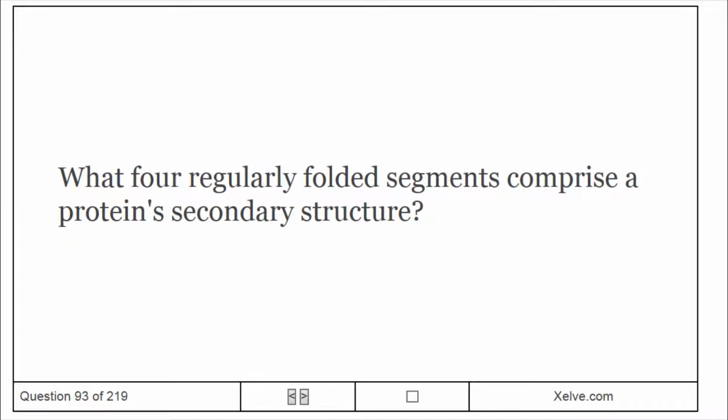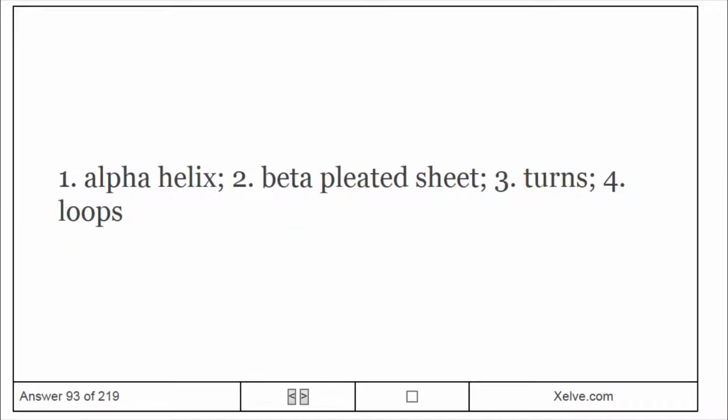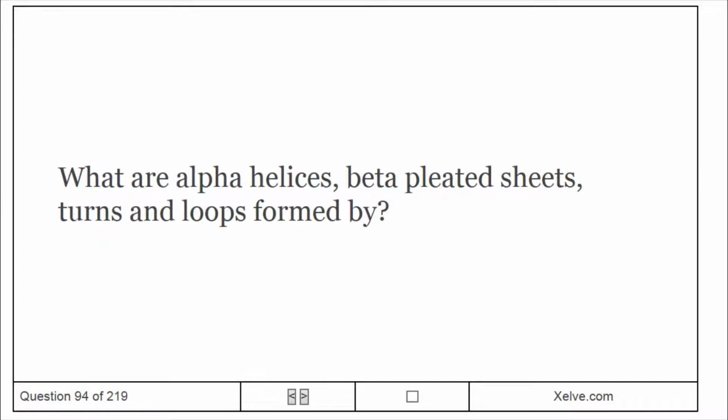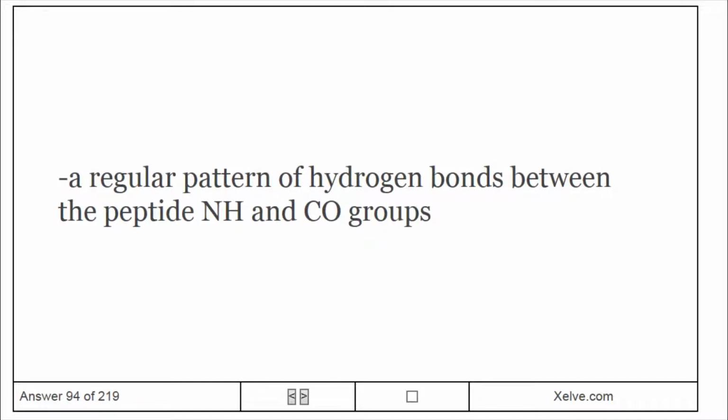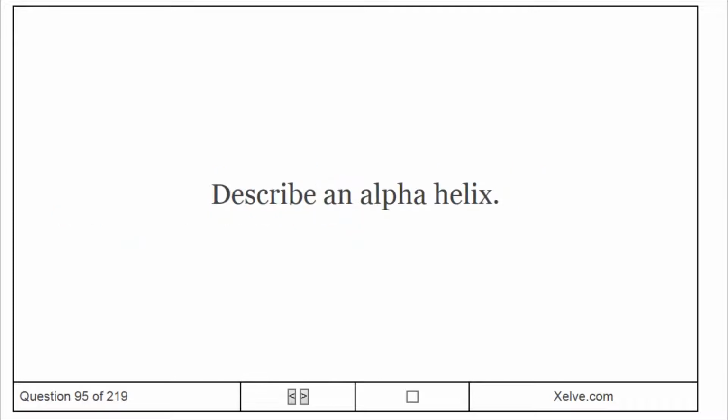What four regularly folded segments comprise a protein's secondary structure? 1. Alpha helix, 2. Beta pleated sheet, 3. Turns, 4. Loops. What are alpha helices, beta pleated sheets, turns and loops formed by? A regular pattern of hydrogen bonds between the peptide NH and CO groups.